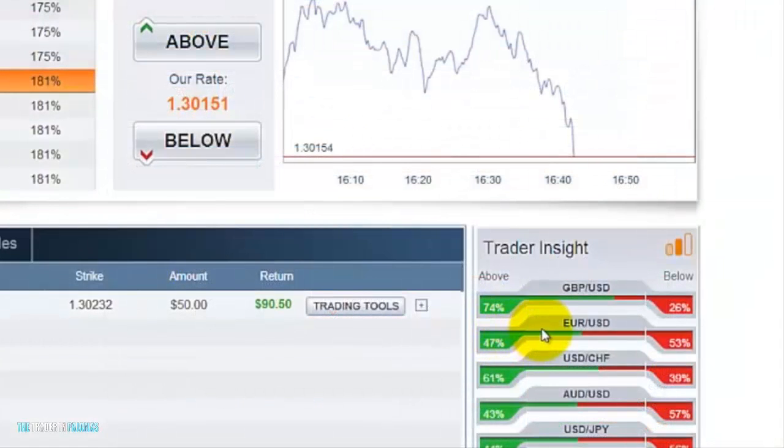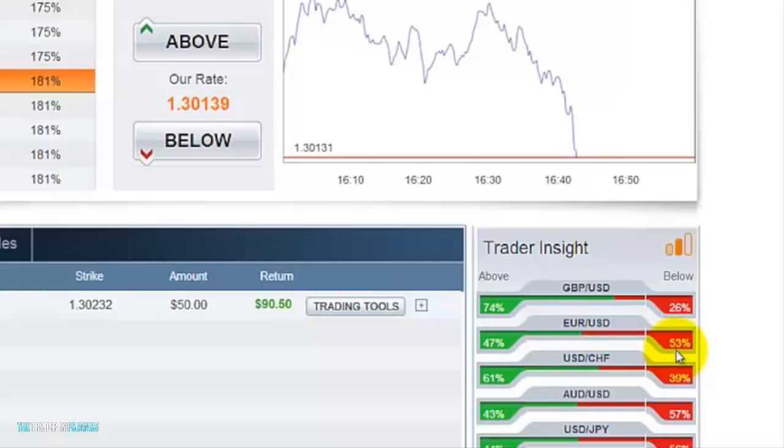Down here is one of the most significant trading tools you're ever going to use. It's called Trader Insight. This is a social trading tool that shows you what direction the majority of people are trading at the moment, and it's updated constantly so you can actually see how most people are trading at any given moment. As you can see here for the Euro-USD pair, 53% of traders are saying the pair is going to go down, while 47% of traders are saying it's going to go up. The reason I'm showing this to you is because it's an important part of my trading system.